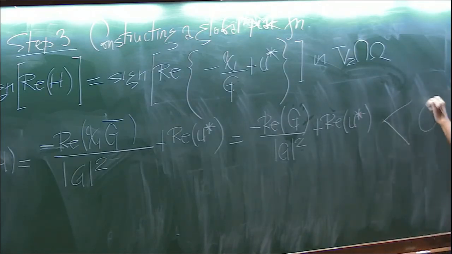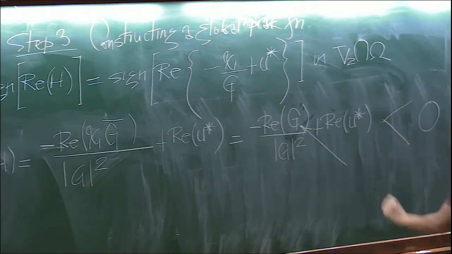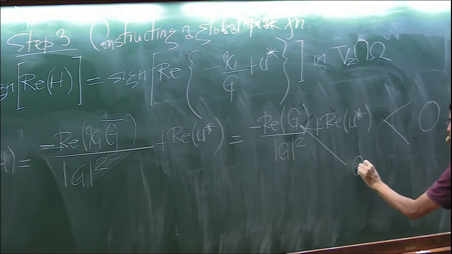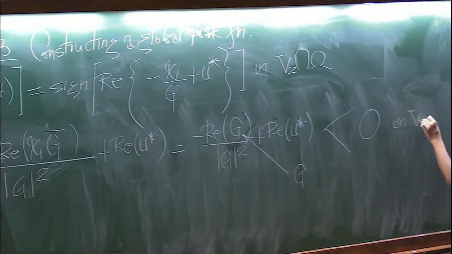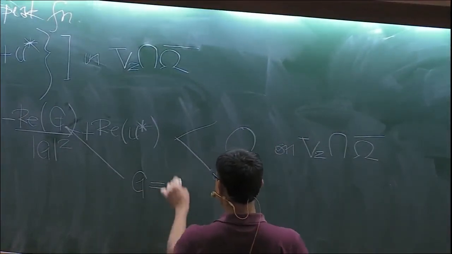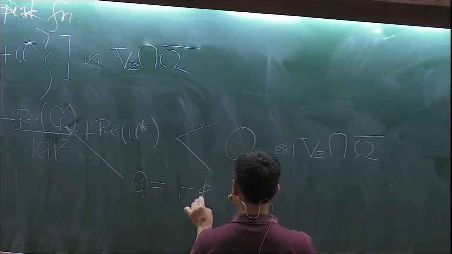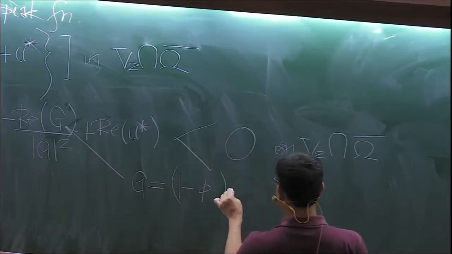And that is negative by construction because G, well, this is negative. Let me write this down. This is negative on V2 intersect omega. In fact, on V2 intersect omega closure. Because, you see, G is 1 minus phi times something positive.